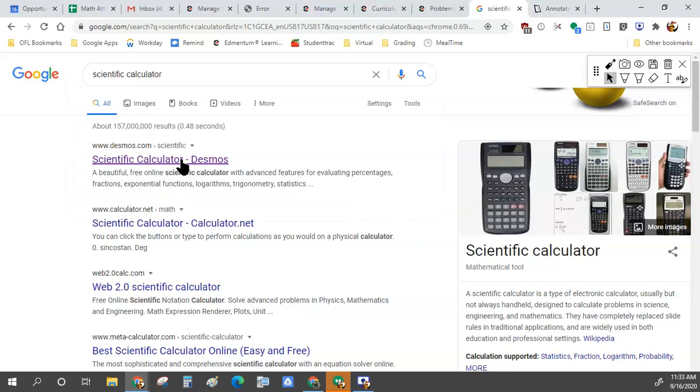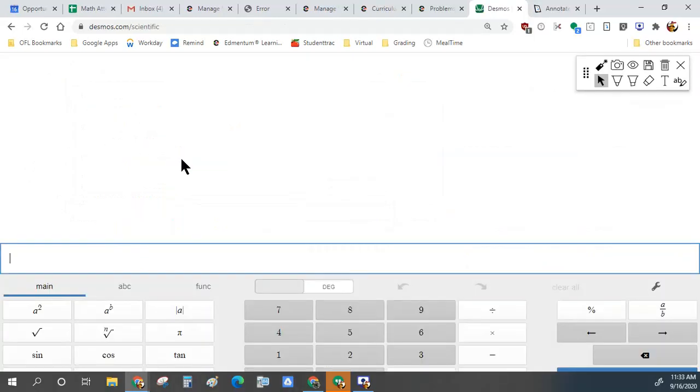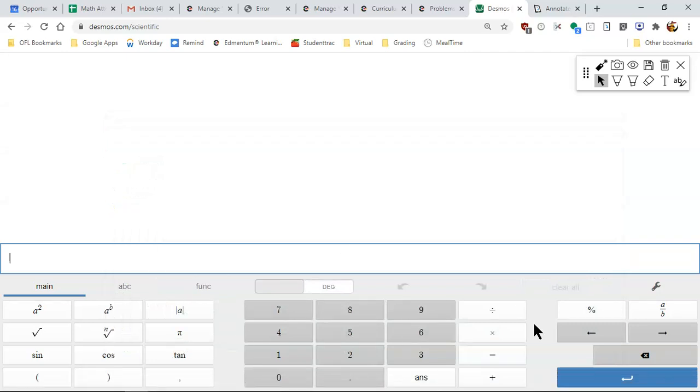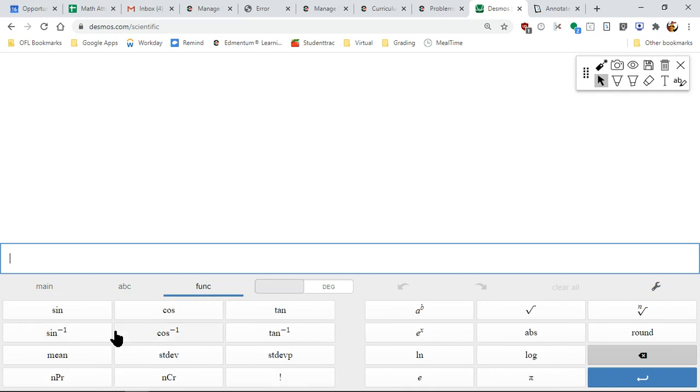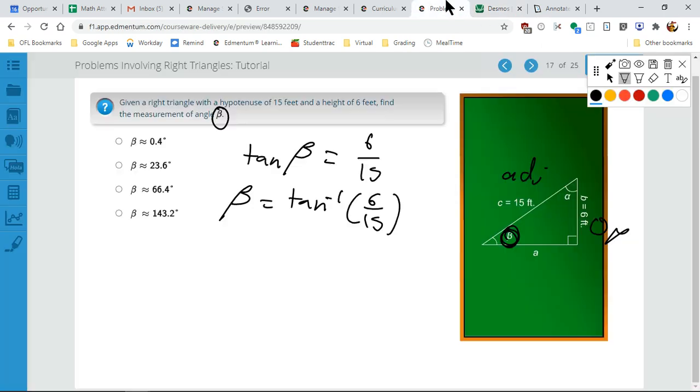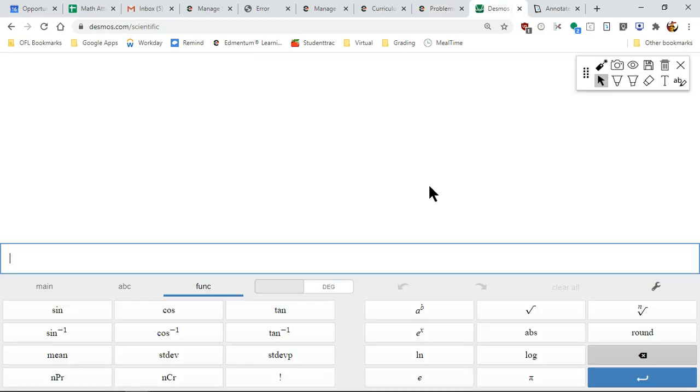All right, well, Desmos, let's see how good your scientific calculator is. I haven't been a fan of this calculator before, but we'll see what we can do here. And I don't see an inverse function. Oh, there it is. So if anything, guys, use desmos.com/scientific just for the inverse function. I'll look to see if I can find a Google calculator for it.